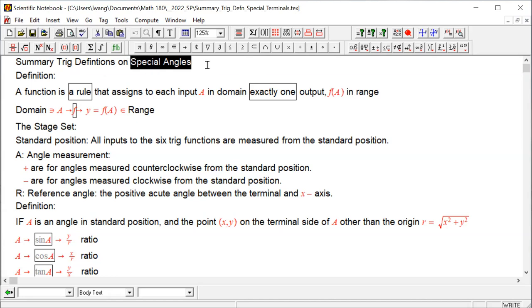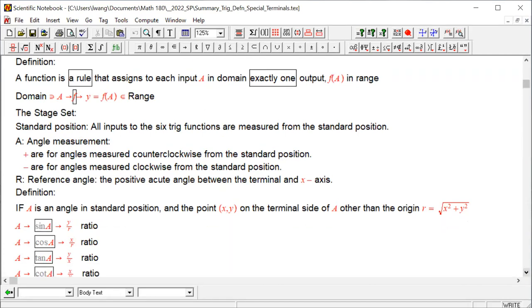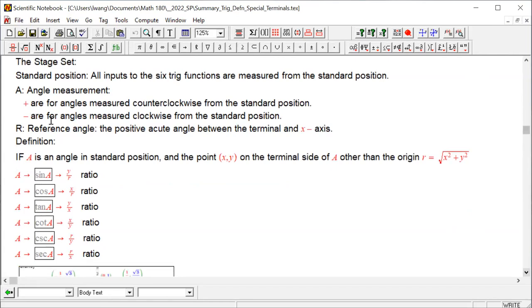Why these special angles, right? These special angles are introduced to help us to understand the definition of trig functions, okay? So these special angles are not the objective, okay? The centerpiece is the definition of the trig function. So this piece is really the definition. This piece is the centerpiece of trigonometry, really.